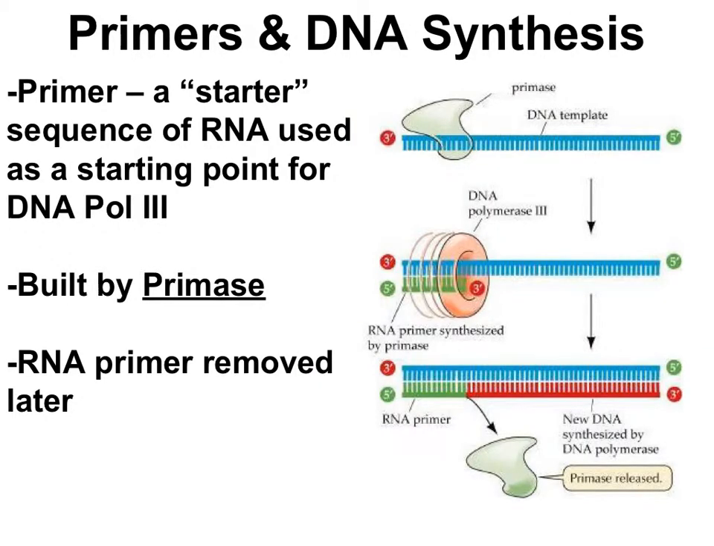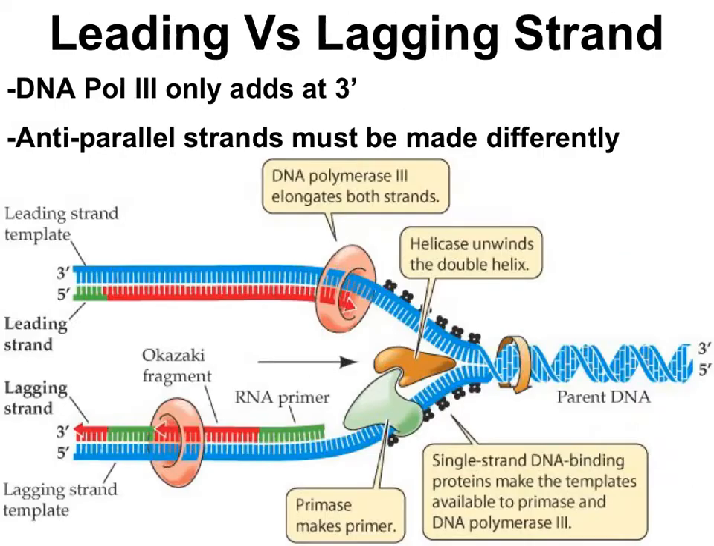The enzyme that creates a starting place for DNA polymerase III is called primase. Primase goes to the spot opened by helicase and creates a small primer that's made of RNA nucleotides. A primer is just a short starting sequence. It's okay that the primer is made out of RNA.